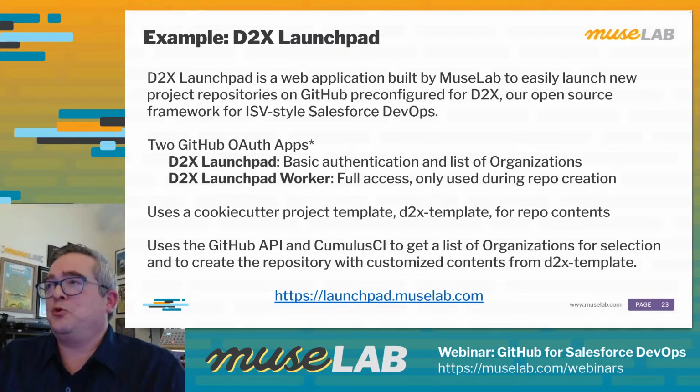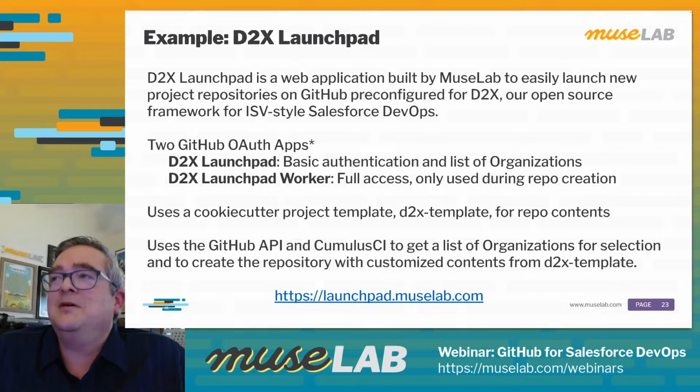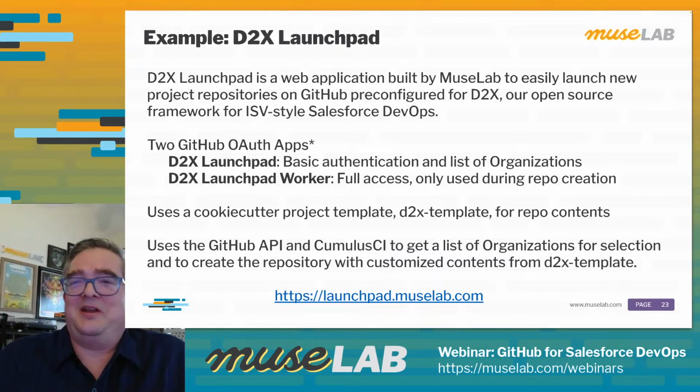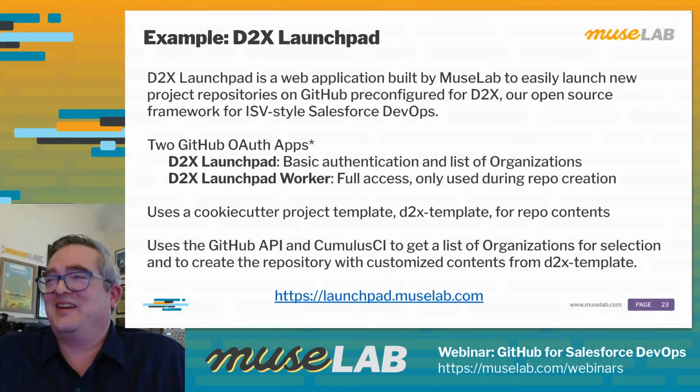And to give you two quick examples of apps like this and types of things that you can build. There's an app that we built, launchpad.muselab.com. That app is designed to help people launch new GitHub repositories that are pre-configured for D2X, our open source framework for ISV style DevOps. And that app actually uses two GitHub OAuth apps. The asterisk here is, sorry, I just haven't gotten around to converting these over to GitHub apps. I knew that I need to. Honestly, I built this before I realized that I should have been using a GitHub app.